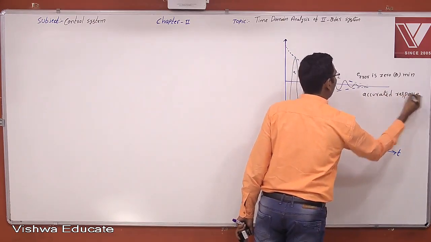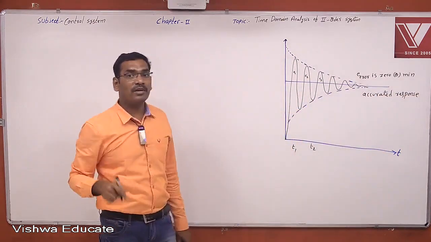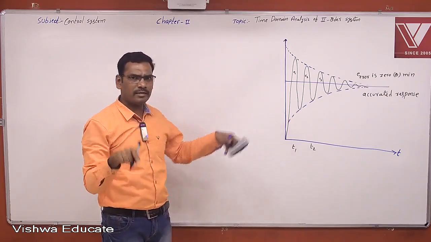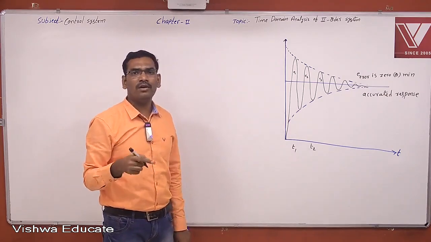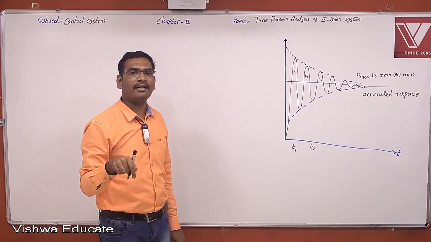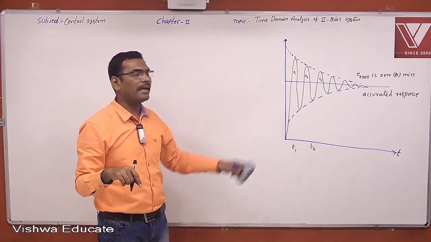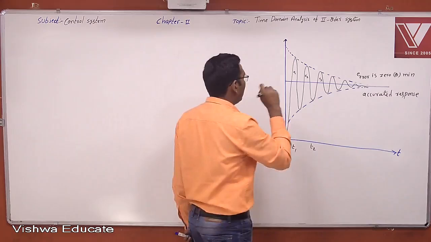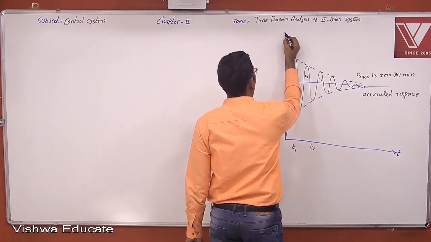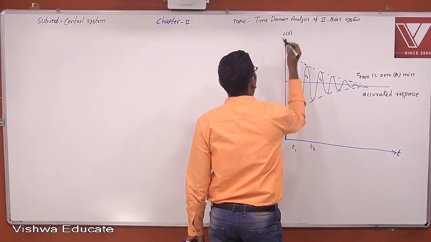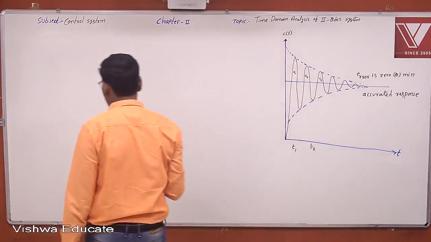and that type of accurate response you can get in overdamped or critically damped. Even though it is stable, if you consider error analysis, this is an accurate response. That's why the underdamped response is the preferable response.